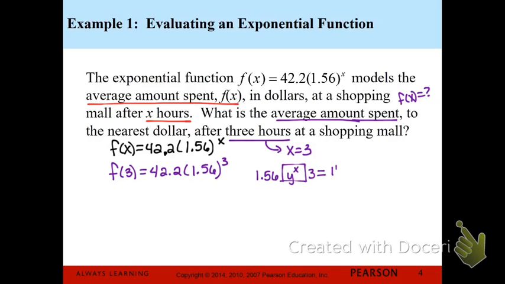When you do that, it's going to give you some number answer. I don't know what number it is, I'm just going to put the number symbol. 3.796. So once you get that number, we're going to multiply that times the 42.2 and hit equals. And that's going to give you your answer, which was 160.21. All right, so we found that f of 3 is equal to, and remember it said rounded to the nearest dollar, $160.